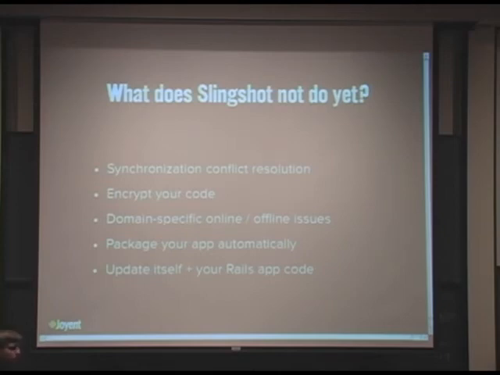So the big thing it doesn't do that people ask all the time about is synchronization, conflict resolution. And that's one of those problems that is not fully solvable in a completely generic way. There's a lot of things you can do to help mitigate it, like versioning records. But the thing that we're actually planning to do, we talked about this with some of the Slingshot open source developers also, is ask: what can we do that's going to work for every single Rails application?